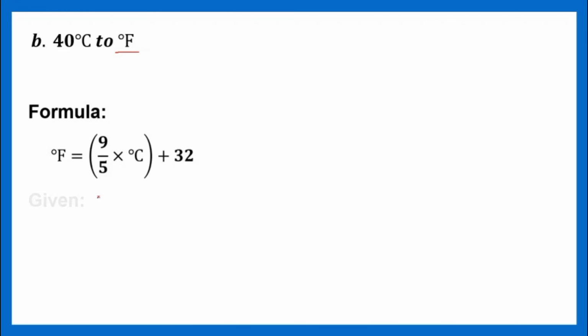So, after that, given. Ang given galing dito, degrees Celsius saka degrees Fahrenheit. So, start tayo sa degrees Celsius. Degrees Celsius ay 40. Degrees Fahrenheit ay unknown, question mark pa. Tama? Ayan lang yung given, ayan lang yung gusto natin, para makuha natin ng mas madali yung solution.